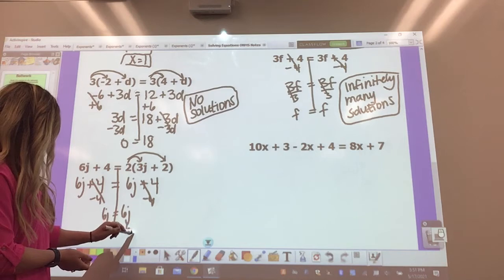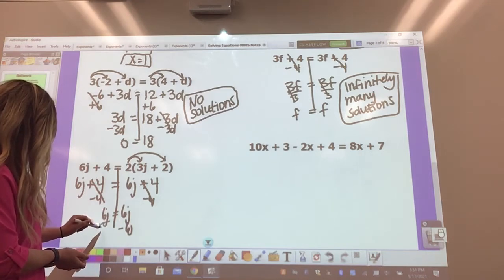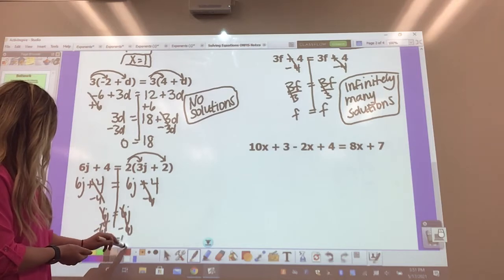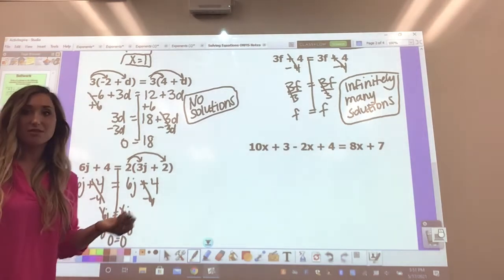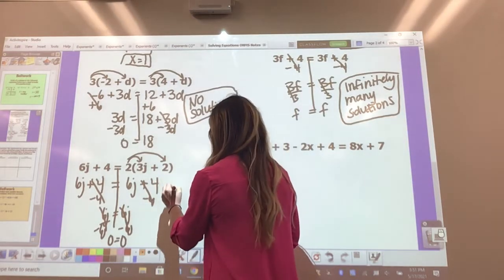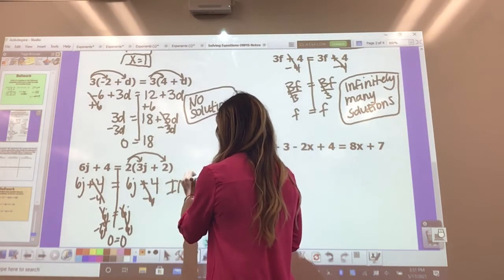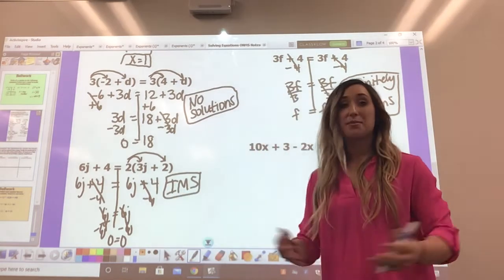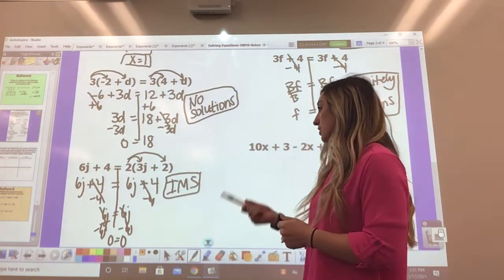You subtract 6j, subtract 6j, then those cancel. Then you're left with 0 equals 0. Once again, 0 does equal 0, always. So this is another infinitely many solutions answer. J could be any value, and the equation would hold true.